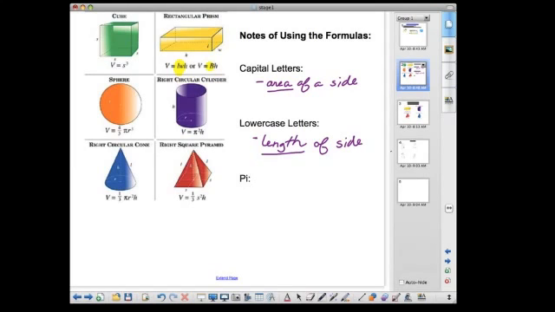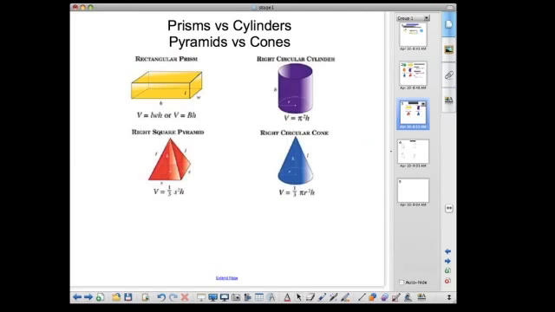This will happen with a couple of your more complex polyhedron formulas as we go. Again, I'm going to remind you that pi is equal to approximately 3.14, and you can always write it as the pi symbol. You never have to interpret the pi symbol in any sense. So please make sure that you leave pi in the equation as we're progressing. A couple of things about prisms versus cylinders and pyramids versus cones, okay?